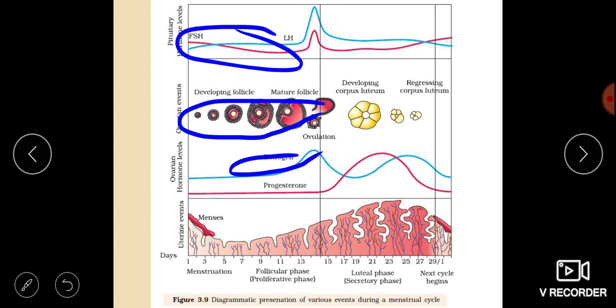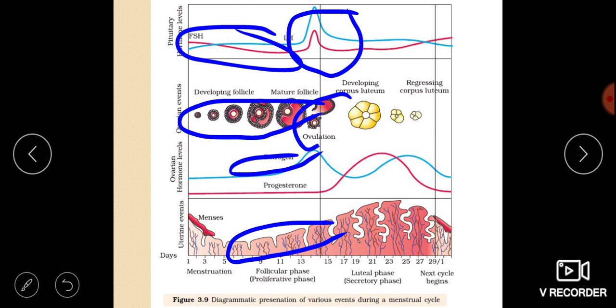Then the effect of this estrogen is on the walls of the endometrium or the uterus. The endometrium lining cells are proliferating, becoming more and more thick. In the mid of the menstrual cycle, this LH is at peak, the FSH is also high, which results in the rupturing of the Graafian follicle. We call it ovulation. Immediately the walls of the Graafian follicle turn yellow. This is the corpus luteum, endocrine in function.